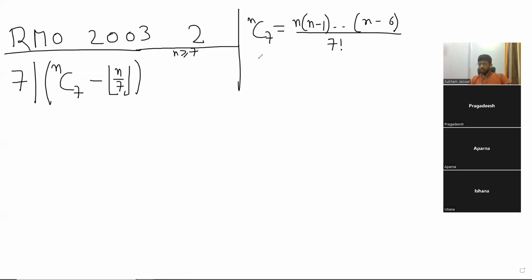Do you check it for n equal to 7? For n equal to 7, the number is 0, right? 7 choose 7 is 1, and 7 by 7 is 1. So it's 0, so it's true. 7 divides 0. But you have to show it's true for all numbers.